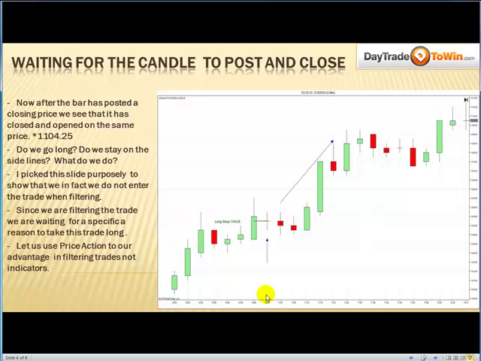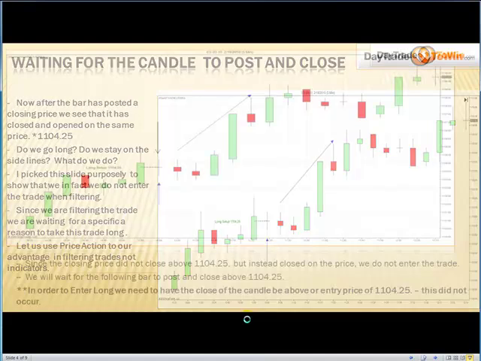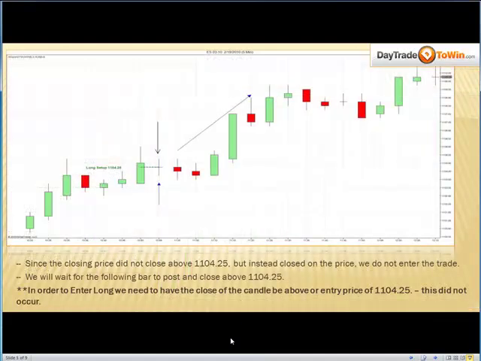And the reason why or when we would go long this market is we're going to wait for price action to show us and prove to us a direction that it wants to go long. It has to show us and prove to us that it wants to take the long side of the market, not the short. Now, since the closing price did not close above 1104 quarter, but instead closed on the same price, we don't enter this trade. Okay? We're going to wait for the following bar.